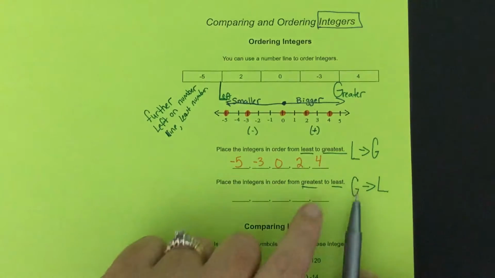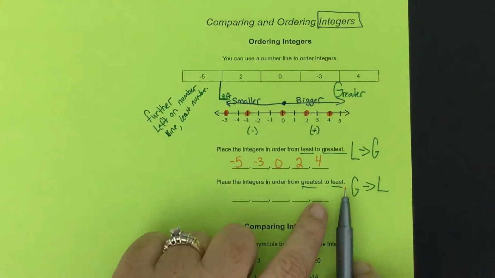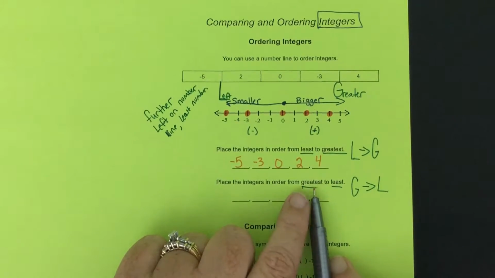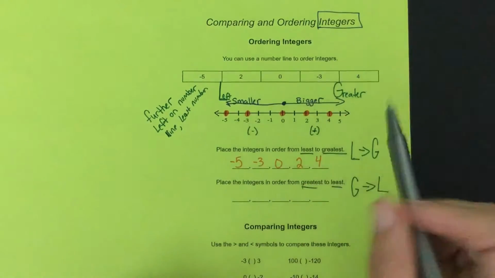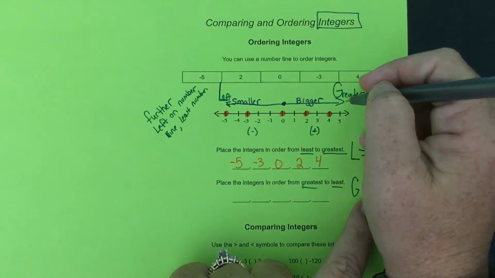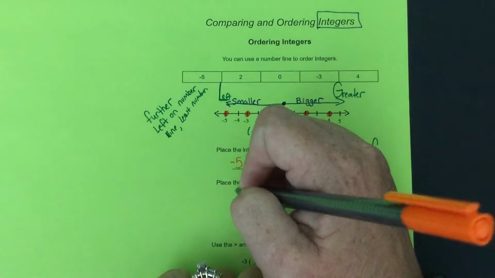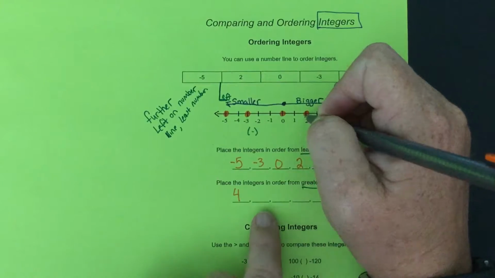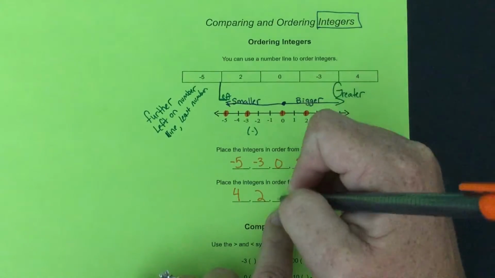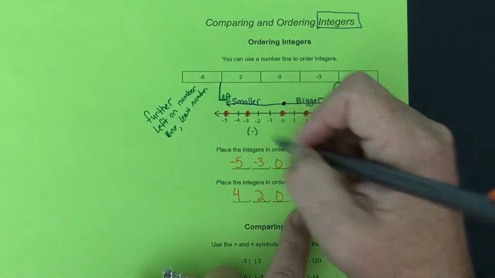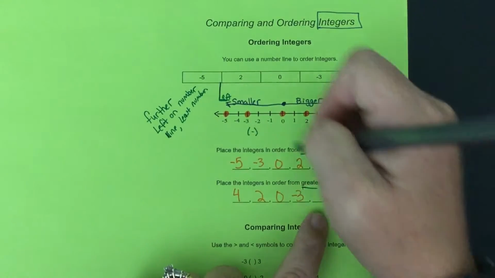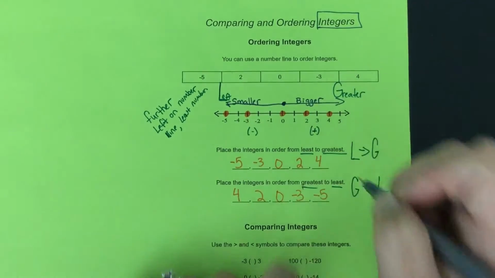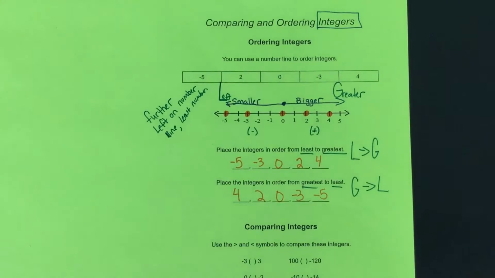All right, so this time I'm starting with my greatest number, which is going to be my furthest right, and I'm going to work to my least number. So it's going to be 4, 2, 0, -3, -5. So I have 4, 2, 0, -3, -5. That is in order from greatest to least.